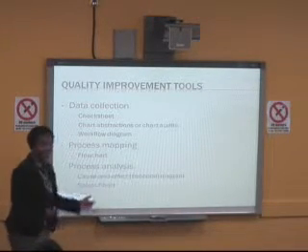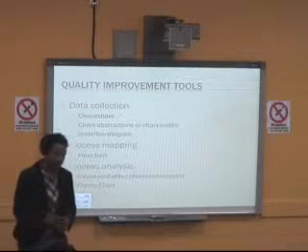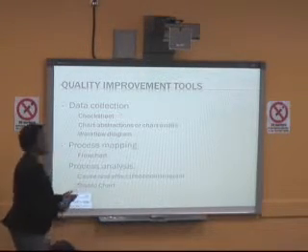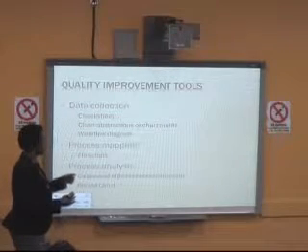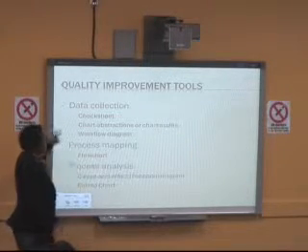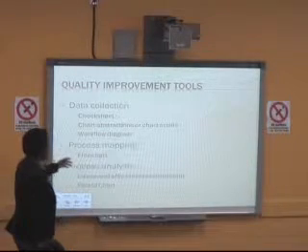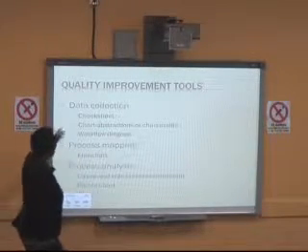So, we've talked about quality and why it's important. And you may leave saying, okay, but how do we actually implement these things? So these are some tools that you use in the quality process. So we have data collection.